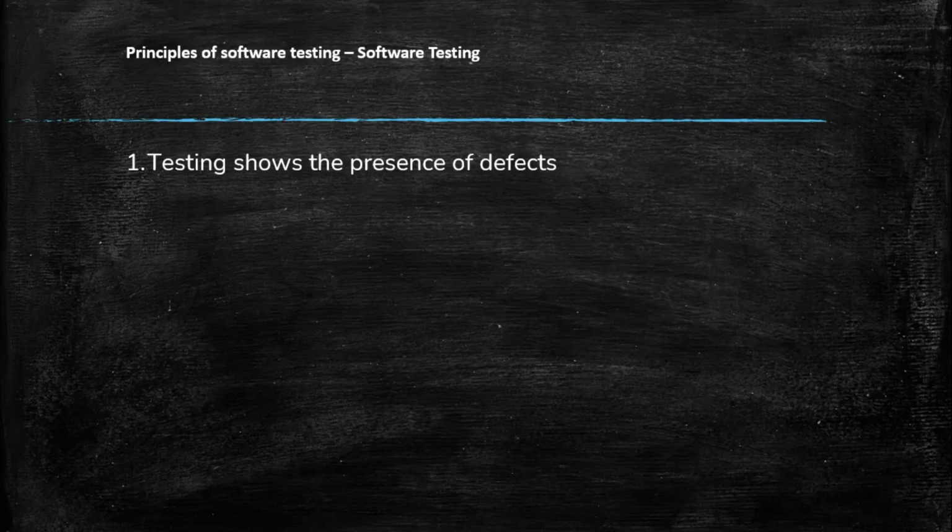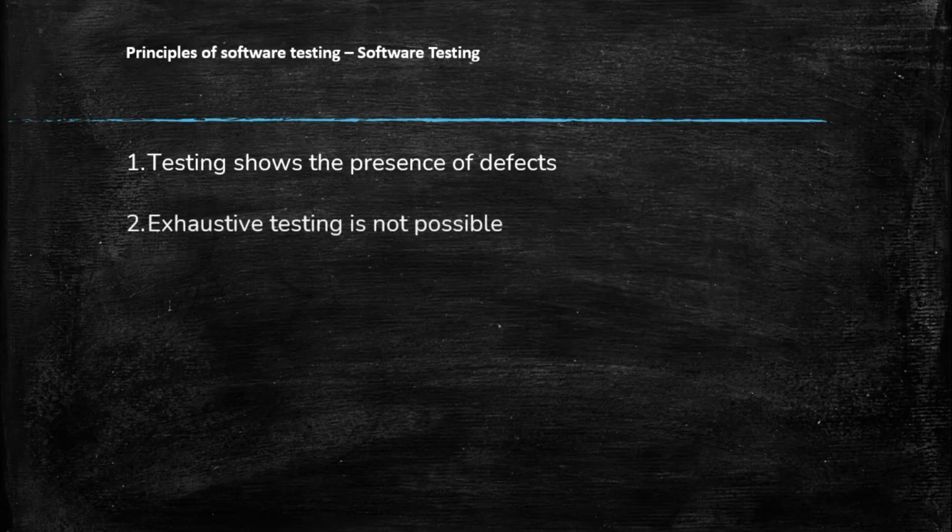Software testing can ensure that defects are present. We can make sure that there are a lot of defects and we can fix them. But it cannot prove that the software is defect free. We cannot make sure that every product is without any bug or defect. Even multiple tests can never ensure that software is 100% bug free. Testing can reduce the number of defects, but not remove all defects.